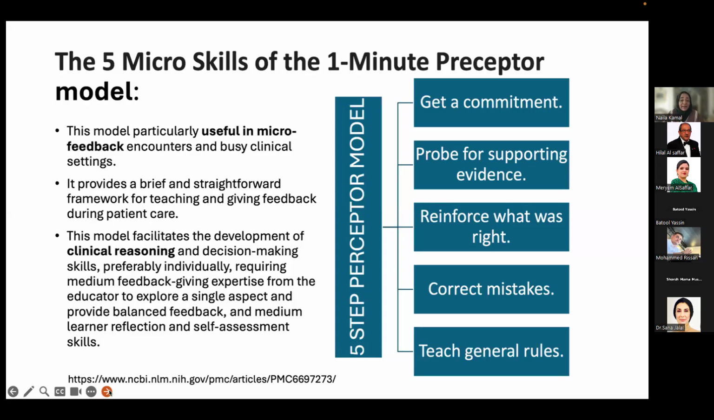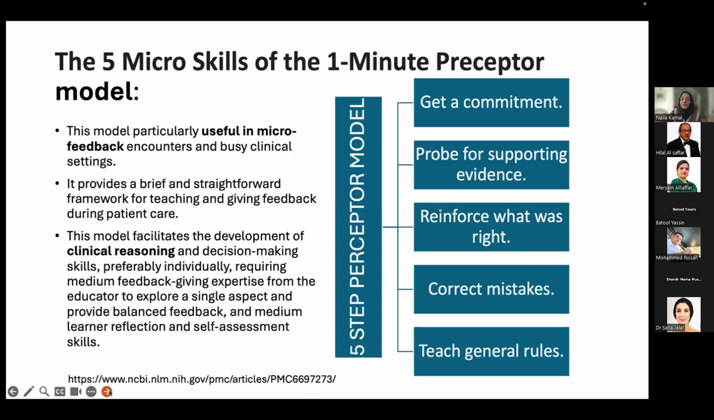So you will then ask them, why do you say that? I mean, what is your supporting evidence? So why do you think that? So they have to come up with, in the history, this, in the examination, this, in the investigation, this. So that's their supporting evidence. Then you reinforce what was right. You correct their mistake, that no, this is not because of that, it is because this is this. And then you give them the general rule about that problem. So it is a very quick way.